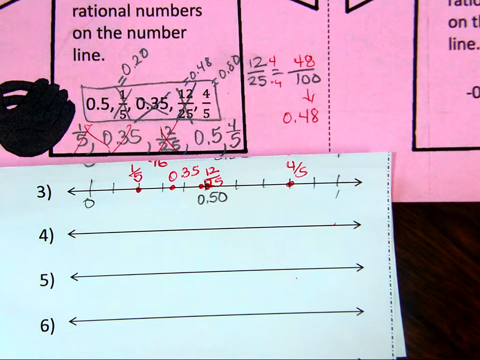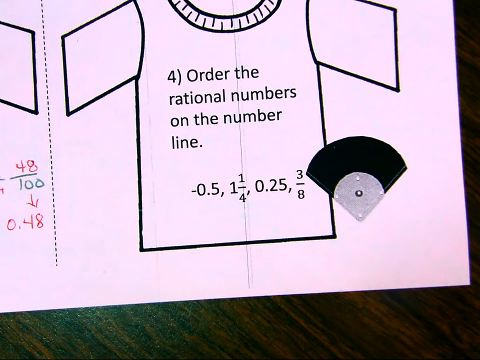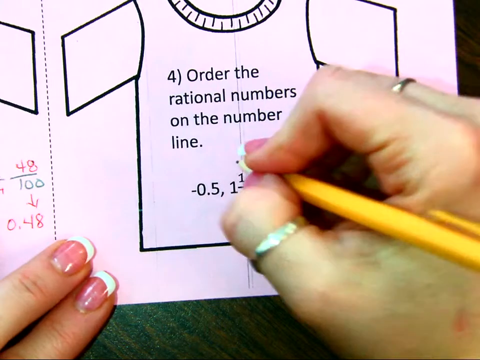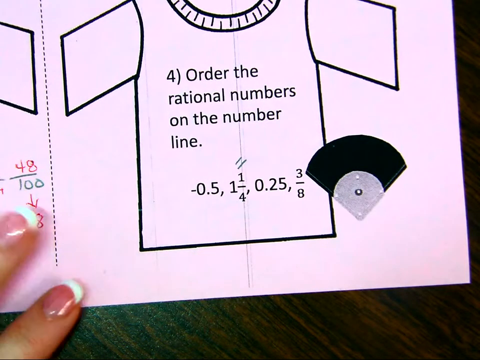So let's talk about the negatives now. All right? Because number 4 has some negatives in it. Okay, only actually just has one, but. So, let's do the decimal equivalents. And it has a mixed number. What is the decimal equivalent to 1 and 1/4?